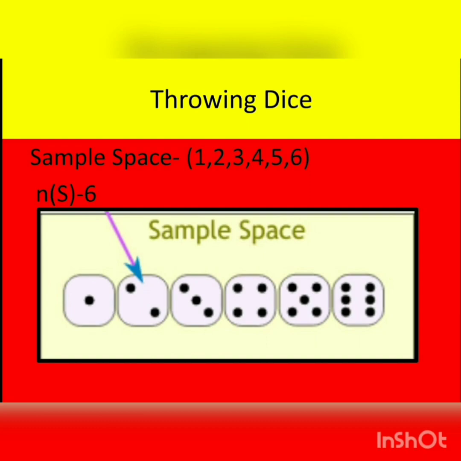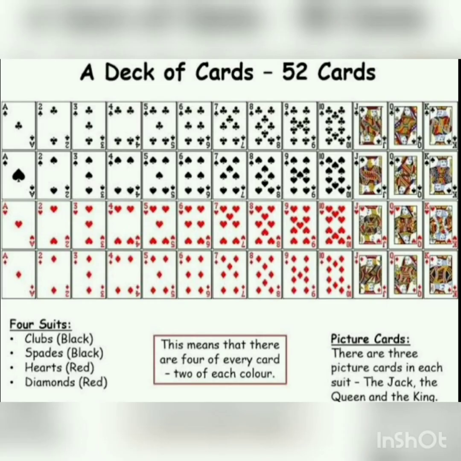Okay. Next is about cards. There are 52 cards in total, and these 52 cards have half red cards and half black cards, 26 red and 26 black. And you can see here jack, queen, and king. These have pictures on their faces. So these cards are called face cards or picture cards. There are a total of 12 face cards. 6 face cards are red and 6 face cards are black.